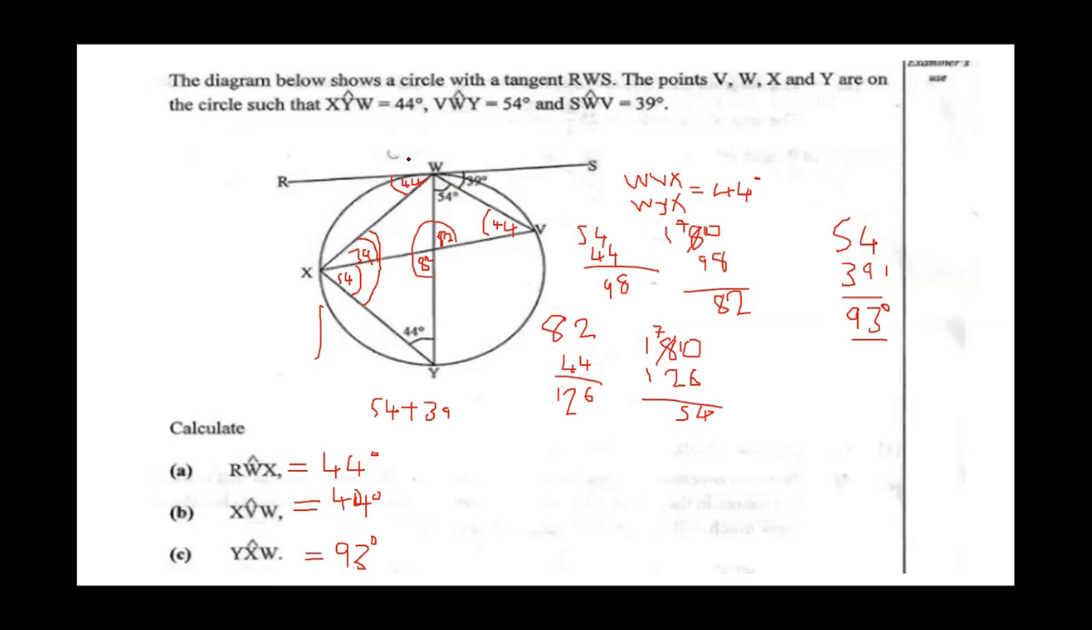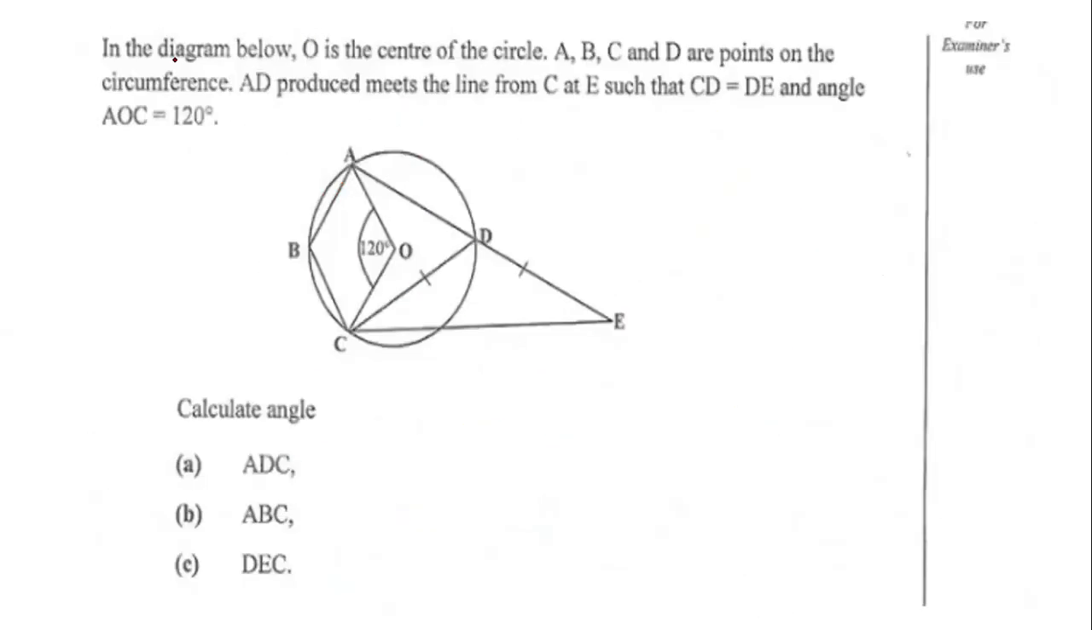They're saying in the diagram below, O is the center of the circle, A, B, C, and D are points on the circumference. AD produced meets the line from C at E such that CD is equal to DE, and angle AOC is equal to 120 degrees.